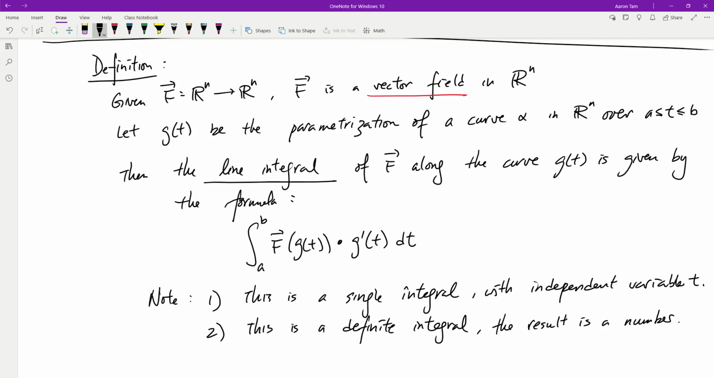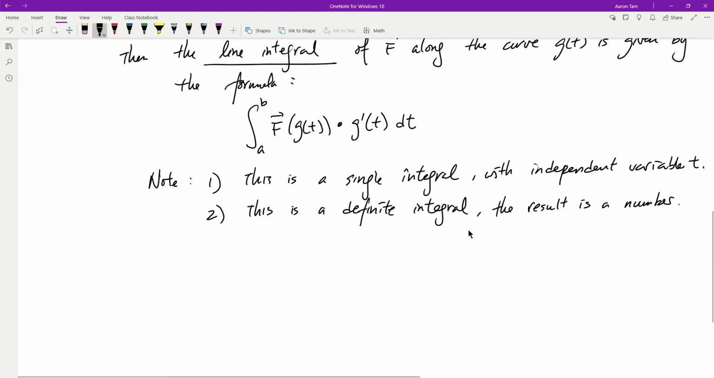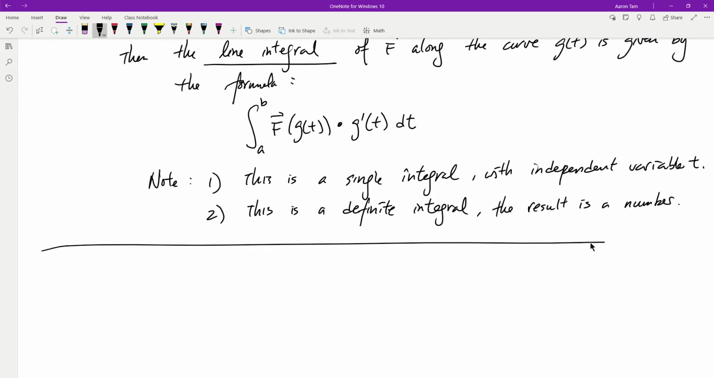So what I want to do next is to show you some examples on how to use this formula so that you can know how to calculate the line integral. And once you can do that, then we can try to understand what this number that we figured out means. So here's our first example on evaluating line integral.